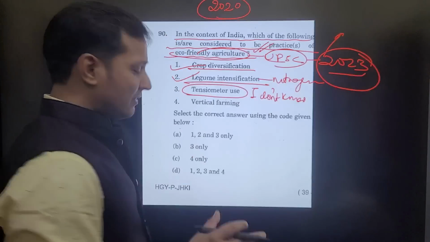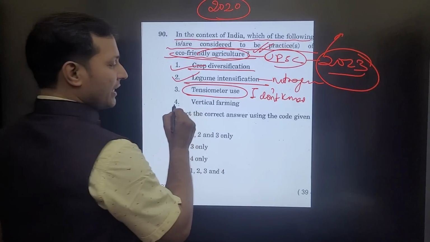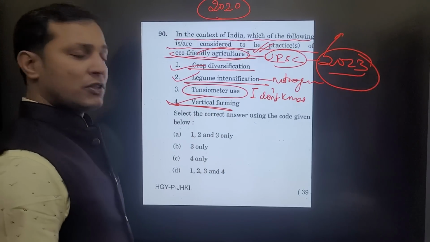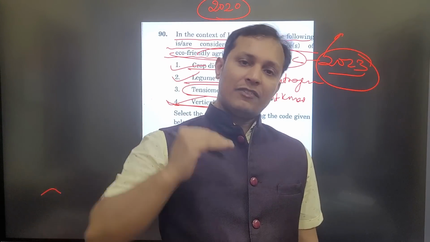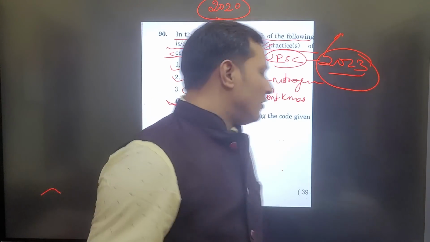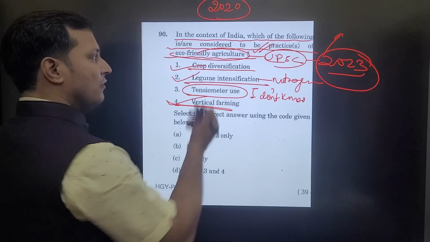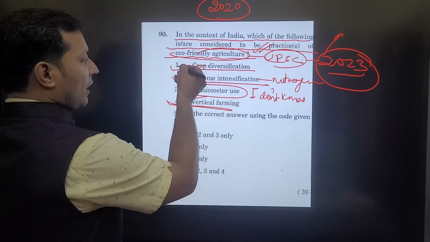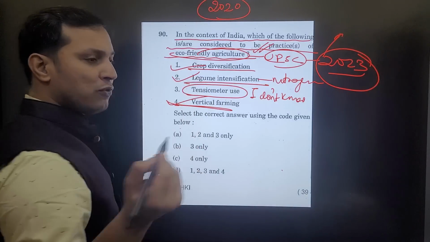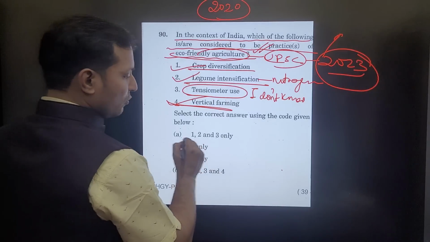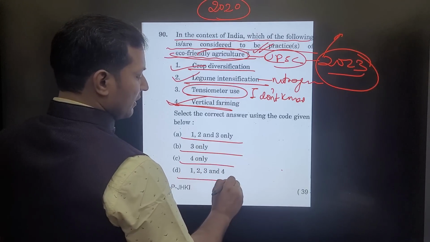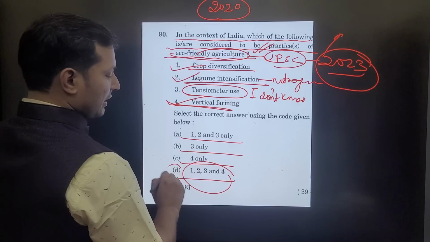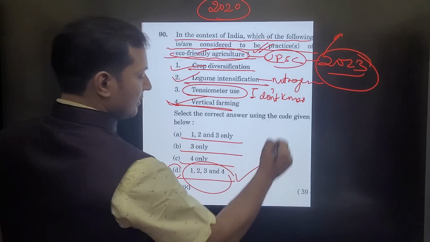You see how UPSC scientifically frames options. Vertical farming, obviously, because land is less. When we go for vertical farming, we can save land and conserve soil. So vertical farming is obviously eco-friendly farming. So you can see 1, 2, and 4 must be in the option. This is 1, 2, 3 only. This is 3 only. This is 4 only. 1, 2, 3, 4 is only in option D. So obviously this is the correct answer.